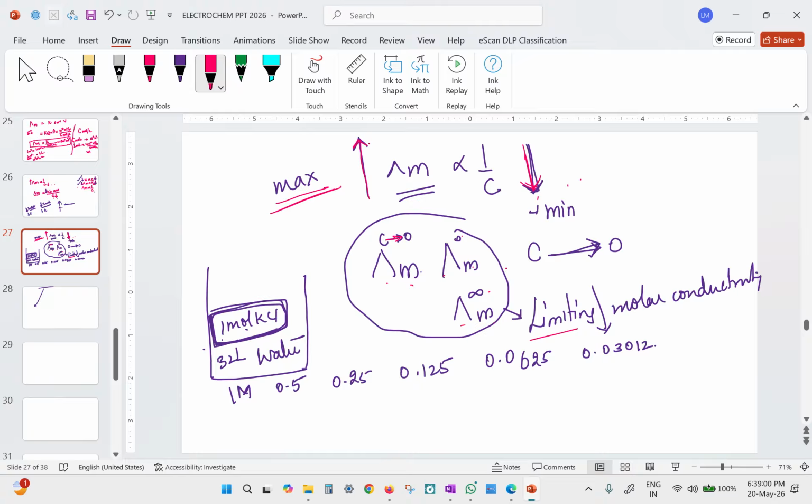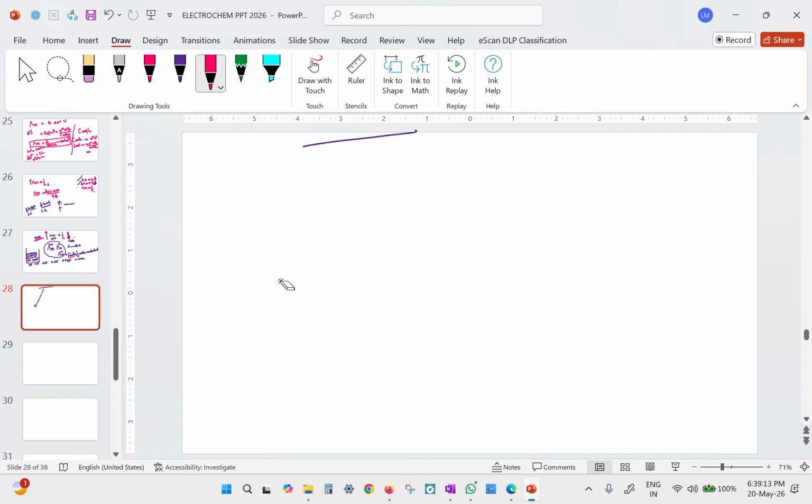Ma'am, if the limiting value is infinity, then how is it limiting, ma'am? No, the limiting value is not infinity. Okay. Graphically, we will understand. The value is a maximum possible value.